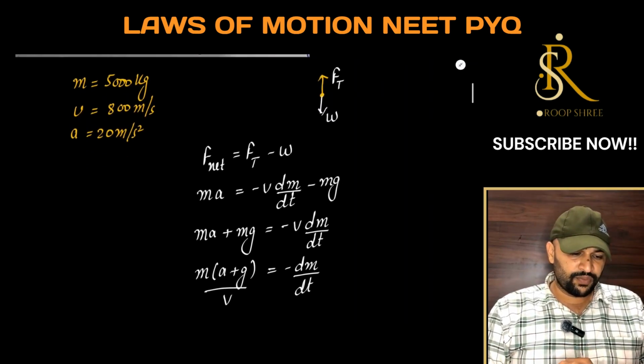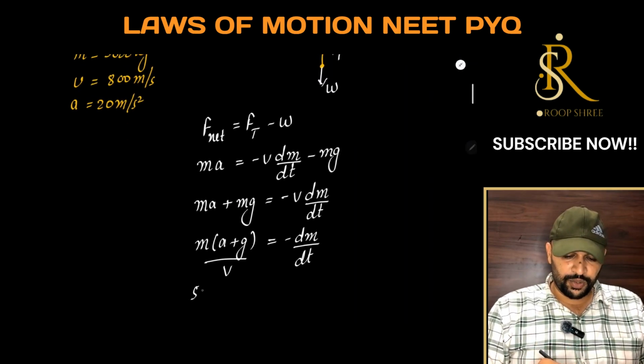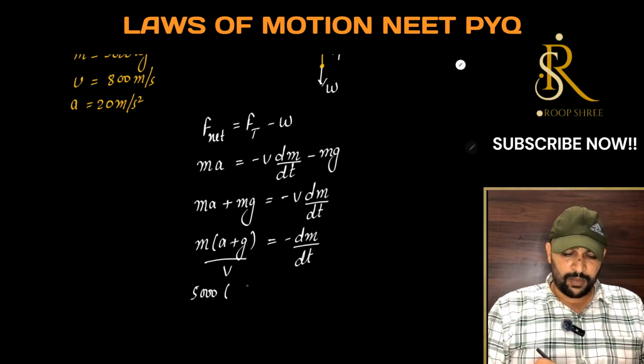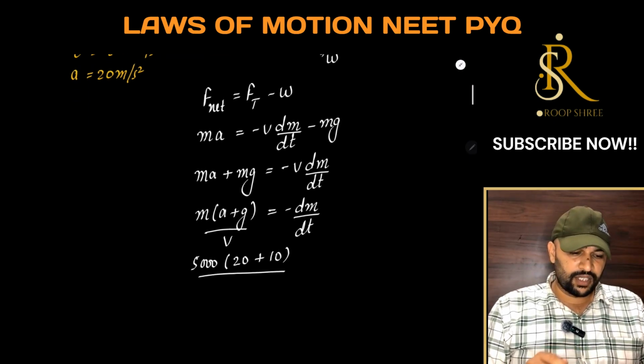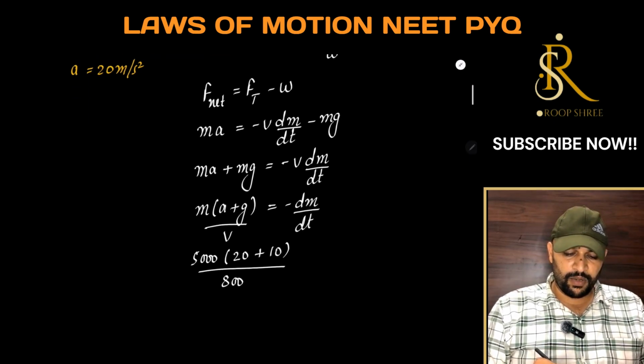Now how much is the mass of the rocket? 5000 kg. Let's substitute here 5000. What's the upward acceleration? 20 meter per second square. And what's the acceleration due to gravity? Sir, 10. Whole divided by the velocity. Velocity of rocket is, as per the problem, 800. So that will give us minus dm by dt.